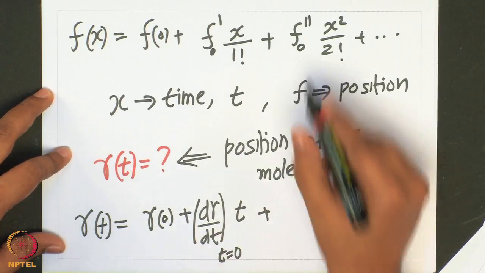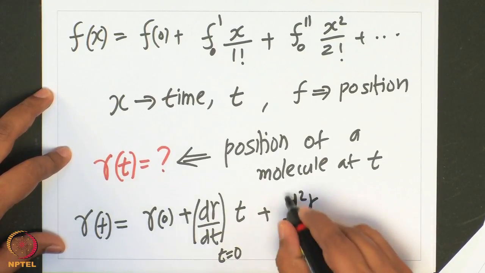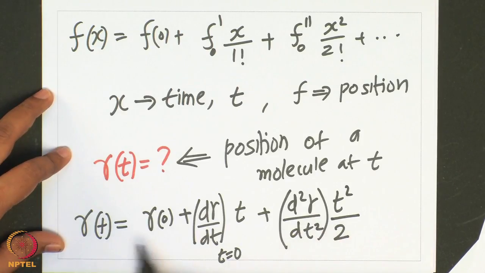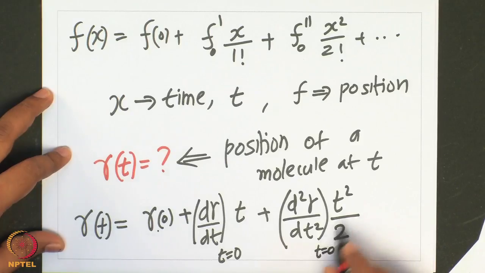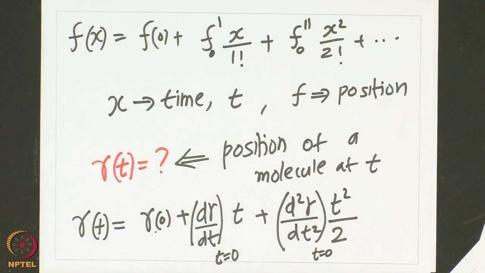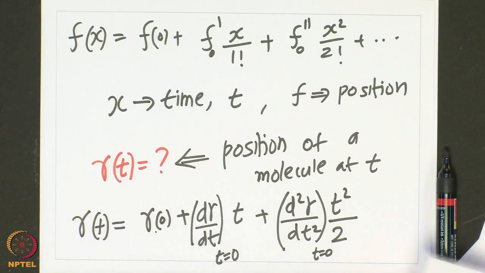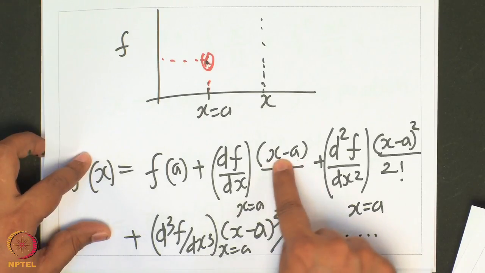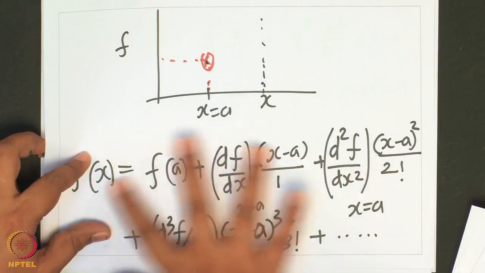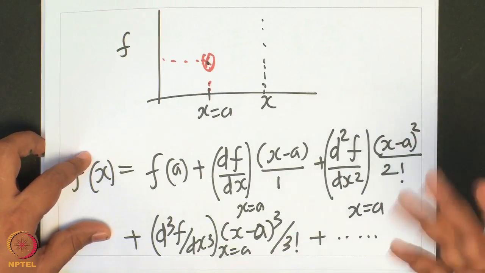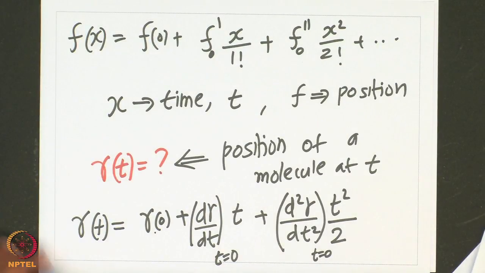Times t, so x is time, plus the second derivative d square r by dt square, t square by 2 factorial. So if I know the initial position, the initial velocity and the acceleration at this time t equal to 0, I can get this. If I assume all derivatives beyond are 0, it is just this. So you can see, I can do an approximation. If I assume x is very close to a, then higher order terms can be neglected. If I assume that x minus a whole power n is very small, that is one way.